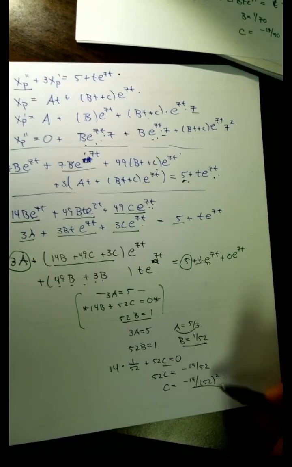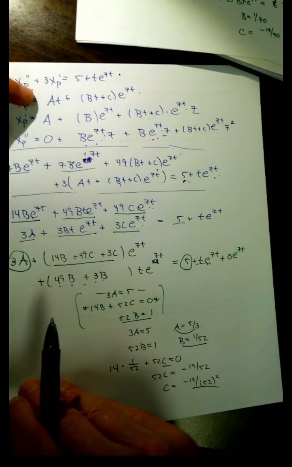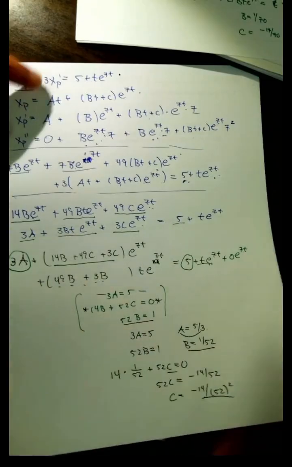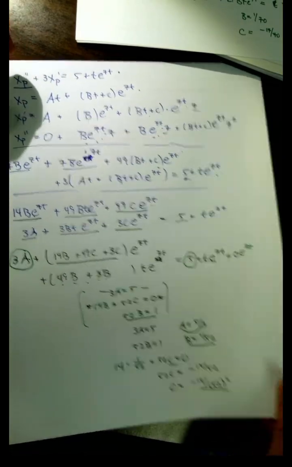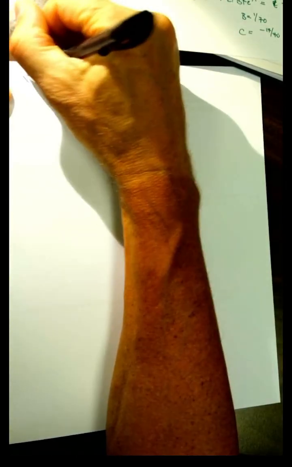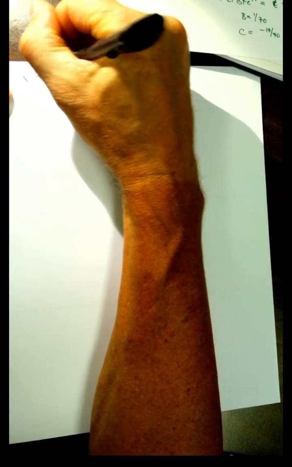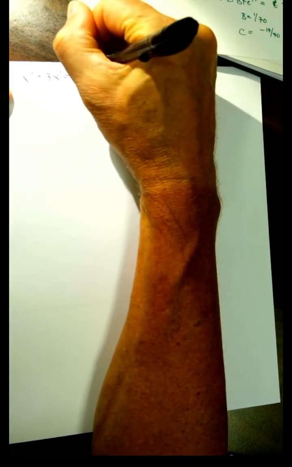Just because this is consistent now doesn't mean I did everything right. It's possible, very possible I made a mistake somewhere. So what did we have? Our original equation was x double prime plus 3x prime is 5 plus t e to the 7t.